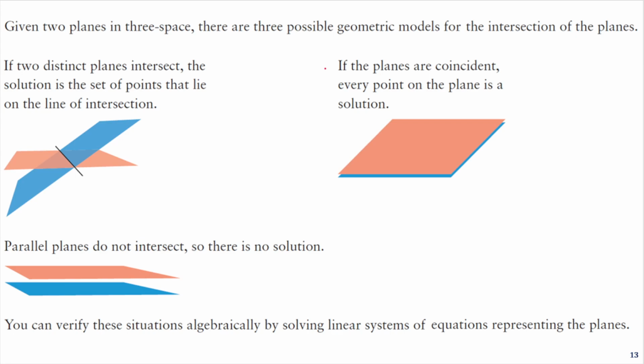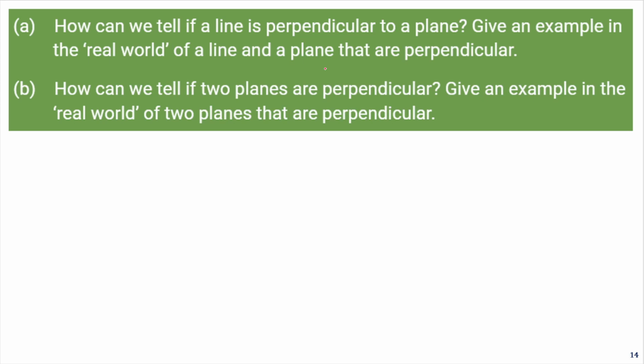Alright, then next let's consider 2 questions. First, how can we tell if a line is perpendicular to a plane? Can you give an example in the real world of a line and plane that are perpendicular? Second, how can we tell if 2 planes are perpendicular? Can you give an example in the real world of 2 planes that are perpendicular? Again, you can use a typical room as an example. Okay, I'll give you some time to consider these 2 questions, and then we'll have a look at the solution together.